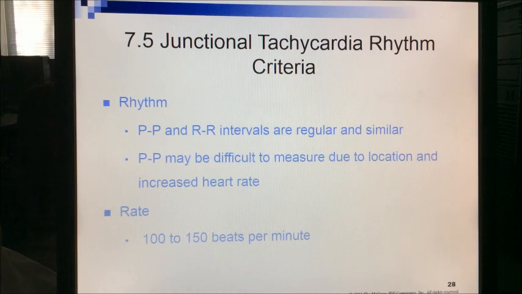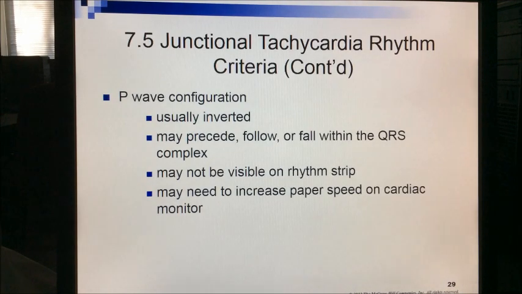Look at the heart rate on this one. With the junctional escape rhythm, our heart rate was 40 to 60. With the accelerated junctional rhythm, our heart rate was 60 to 100. With the junctional tachycardia, it's 100 to 150. That is extremely tachycardic, okay? So very, very fast. P wave, once again, will be inverted or it could be hidden within the QRS complex.